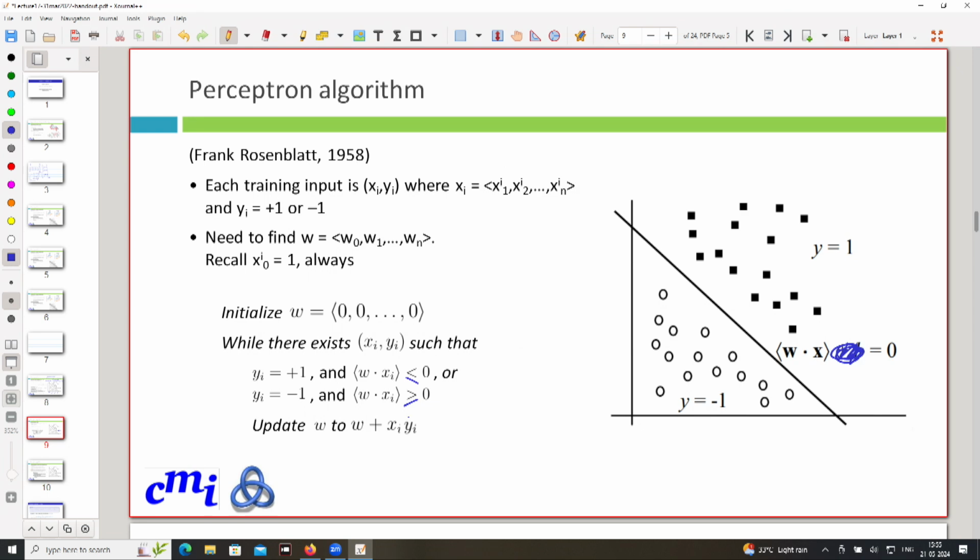By the way, this algorithm keeps running until every point in your dataset is correctly classified with the current W. At that point, you stop. As long as there is a point which is misclassified, you update W. When no point is misclassified, you stop. So this is the algorithm.